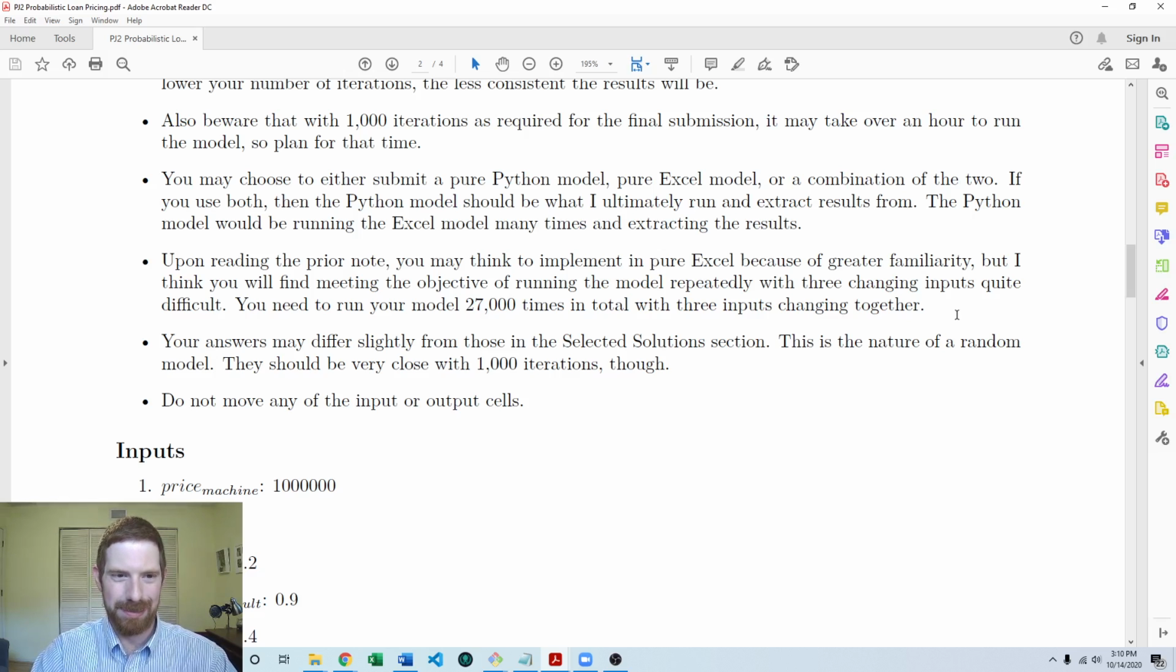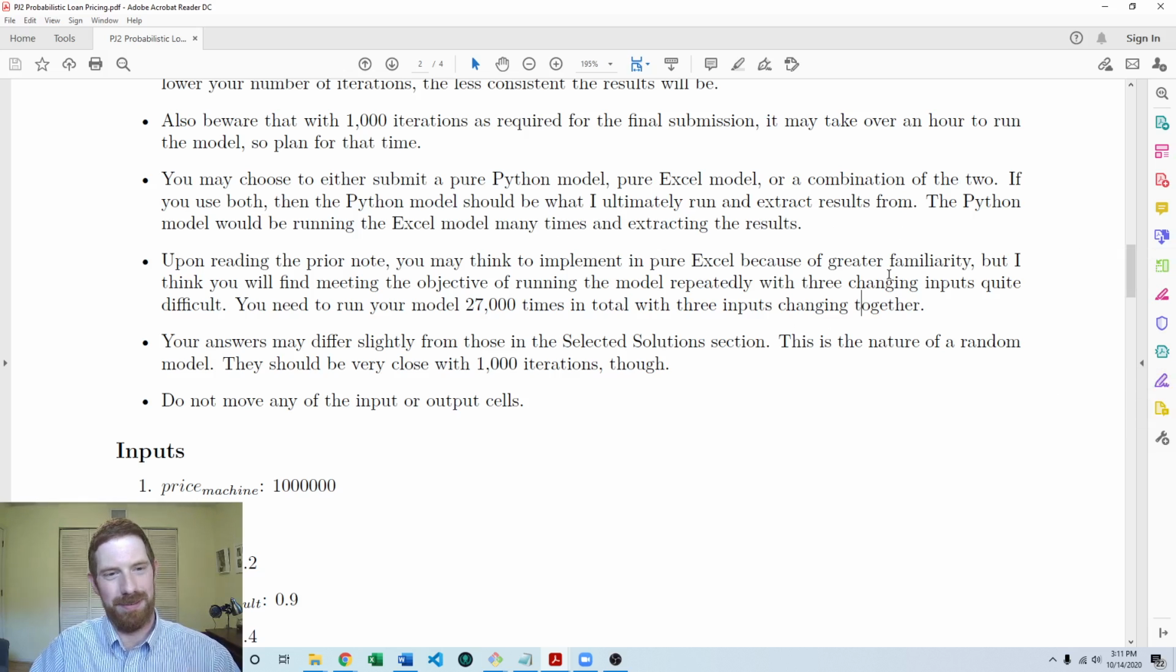This project is substantially more difficult doing it with purely Excel. Mainly because you're going to need to run your model 27,000 times. And that's changing 3 different inputs together. Because it's 3 inputs, that kind of throws out the data table approach, unless you're really hacking it together. And so this just becomes very difficult to do with only Excel.